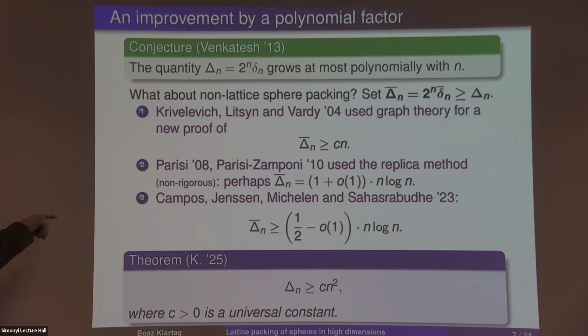Then a mathematician, Campos, Jenssen, Michelen, Sahasrabudhe. They were influenced by the work of Klartag and Pollack. They take the amorphous packings, and they almost proved this prediction. They proved that delta bar is at least half times n log n. So this was the first deviation, if you want, in all dimensions. Venkatesh was subsequent, but this was in all dimensions n log n, and this was a non-lattice packing. But it turns out that recently we were able to show that it goes at least like n squared.